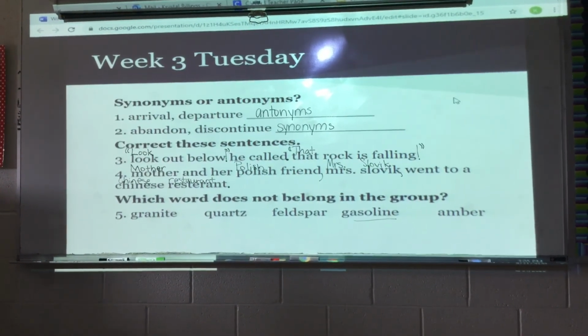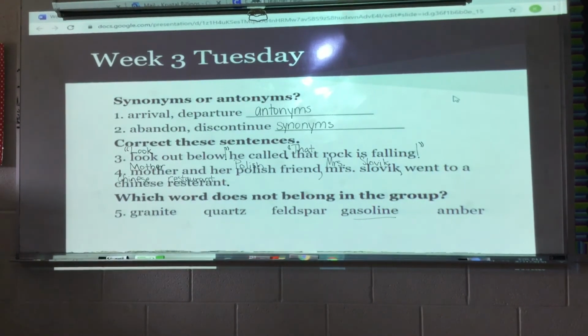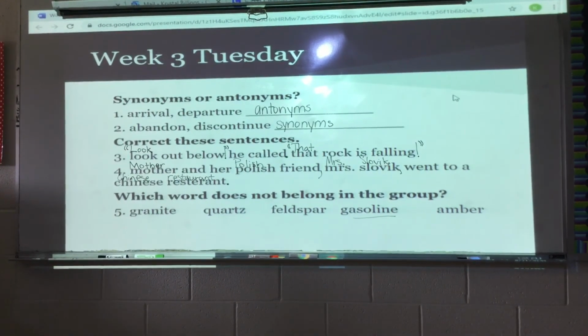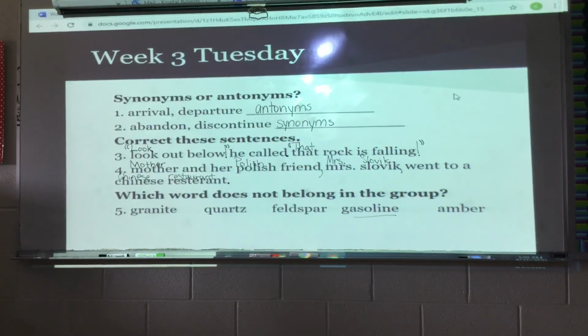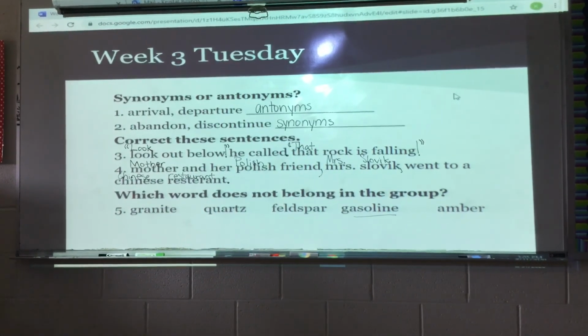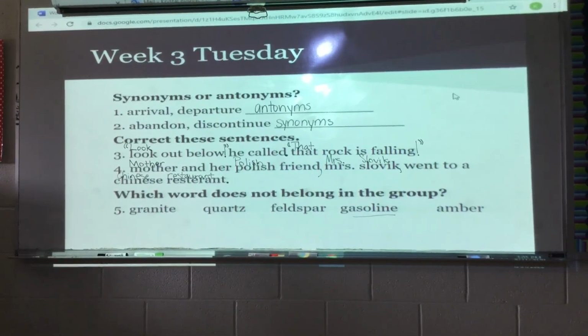Number two, abandon and discontinue are words that have similar meanings, so they are synonyms. That means to be left alone. Abandon and discontinue means to be left alone.